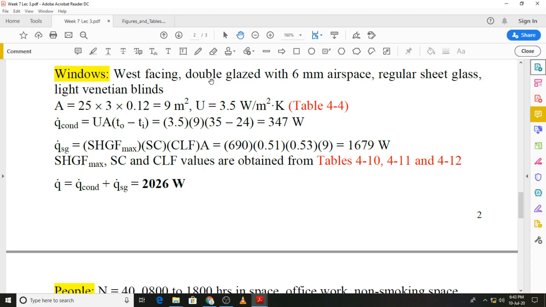Once we have got the value of U, then the conductive heat gain is fairly straightforward. It is the equation for heat transfer, that is UA delta T, where delta T is T outside minus T inside, and that will give us the conductive heat gain. So what we need to now do is to just see how we use table 4-4 to find out the U value. So I will move to table 4-4 and then return back to this solution to work out the heat gain due to solar gain or transmission of solar radiation through the window.